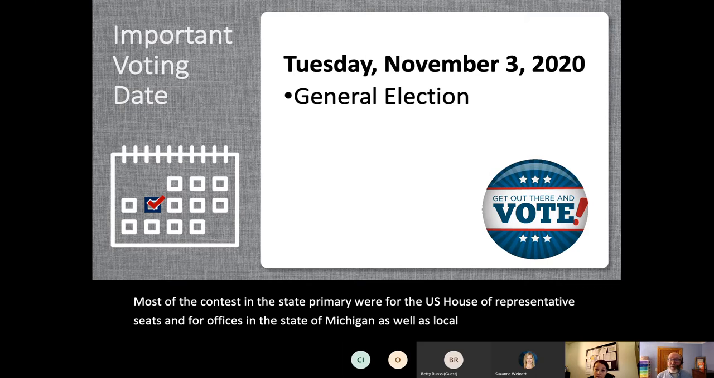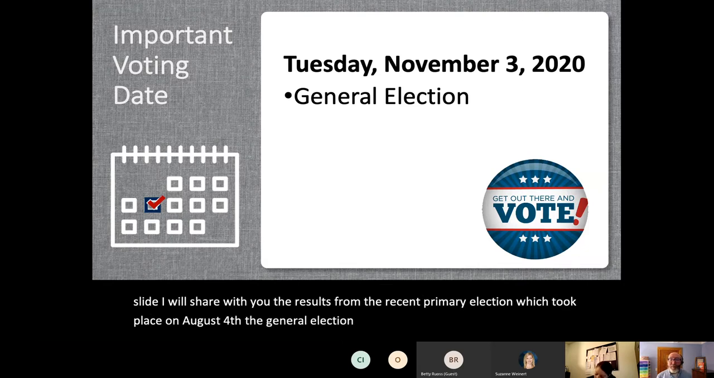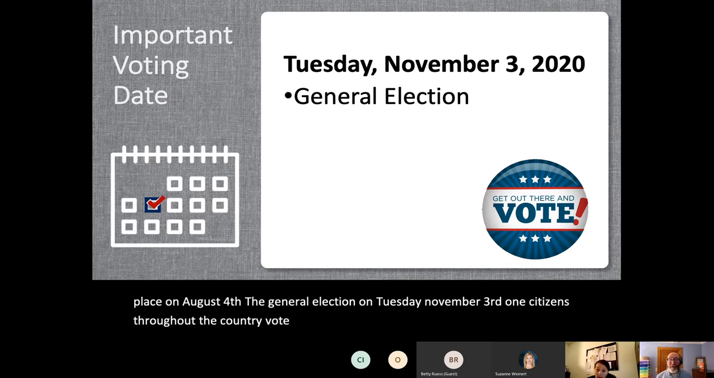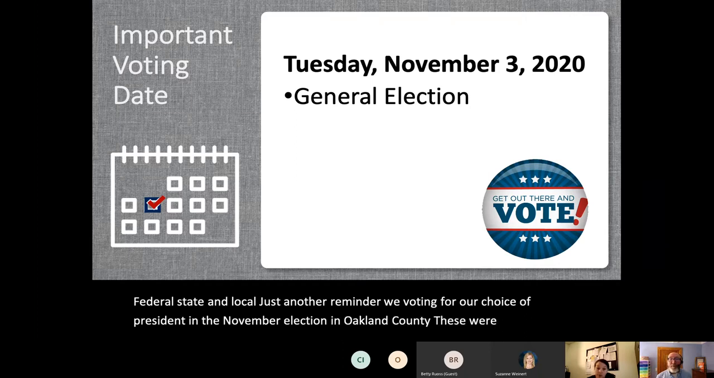On the next slide, I will share with you the results from the recent primary election, which took place on August 4th. The general election on Tuesday, November 3rd, is when citizens throughout the country vote for who they want in office at all levels, federal, state, and local. Just another reminder, we will be voting for our choice of president in the November election. In Oakland County, these were some of the results of the primary election.